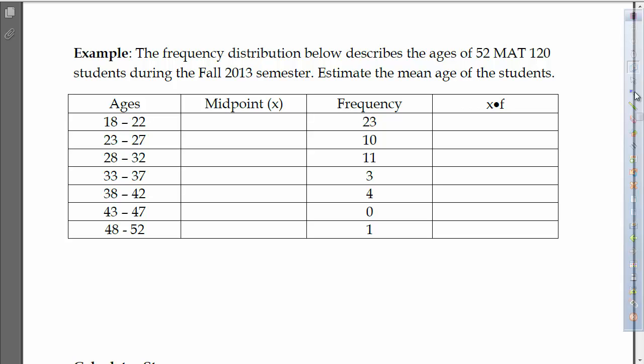In this video, we want to look at using our calculator to estimate the mean age of students. We're going to have to do an estimate because we've already put our data into a frequency distribution, so we no longer have the raw values. For instance, I can tell that between the ages of 18 and 22, the frequency is 23. So there are 23 students within that range, but I don't know exactly how many 18-year-olds, 19-year-olds, etc. So at best, I can only do an estimate.